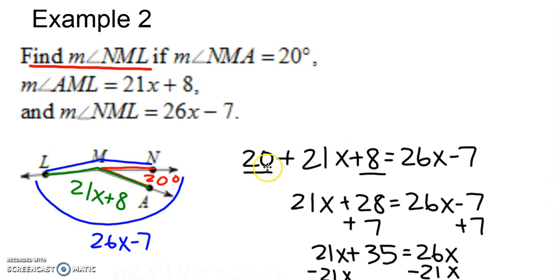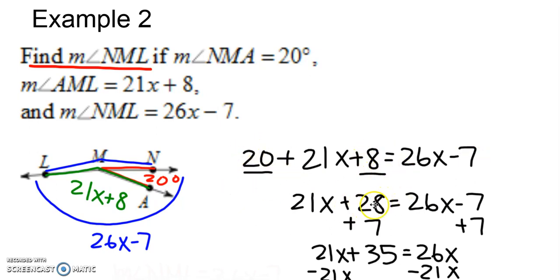So my equation becomes 20 degrees, so right here, plus 21x plus 8, which I got from here, so the two parts of the larger angle, equals 26x minus 7. So right here, 26x minus 7 is the whole thing. So then I go through solving. So I'm combining my like terms.